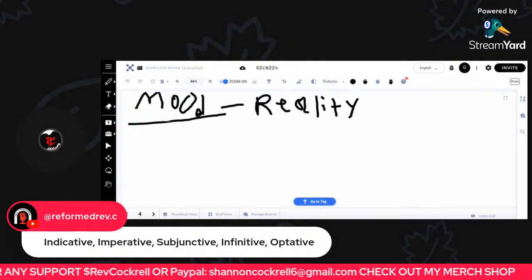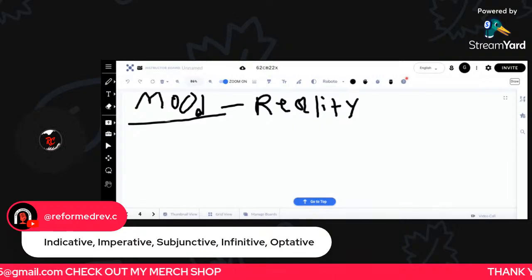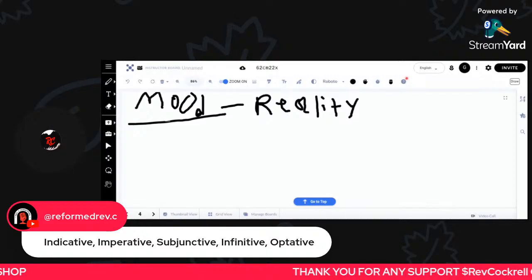So indicative is what we'll study first. And the indicative mood affirms the reality, the factuality of the action. So we're dealing with reality right now.